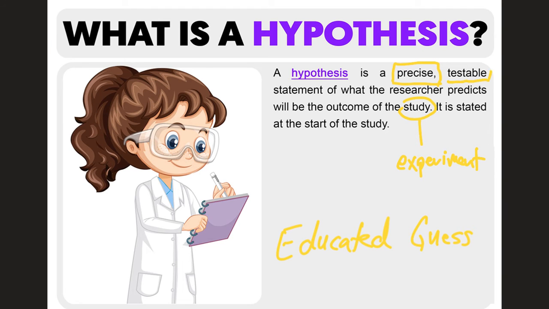The other word that's really important is testable. Whatever you decide your hypothesis is, make sure that your hypothesis can lead to an experiment. If you can't experiment with your hypothesis, it's not a great hypothesis. And then the last thing I want to mention is stating your hypothesis at the start of your experiment. A lot of students get really excited about the actual experiment and then they forget to do this before they start. So always make sure you create a hypothesis before you start.